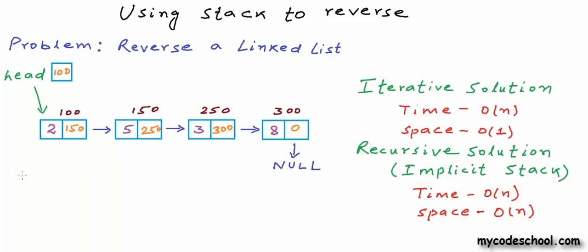The time complexity of recursive solution once again is big O of n, but the space complexity is big O of n this time. Space complexity is also big O of n. Now let's see how we can use an explicit stack to solve this problem.